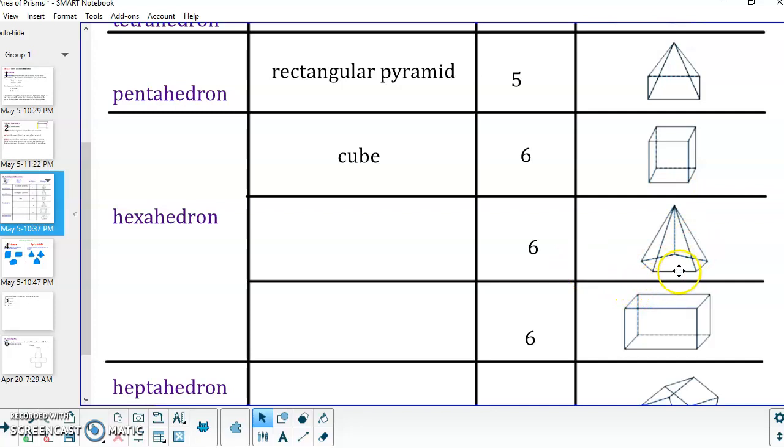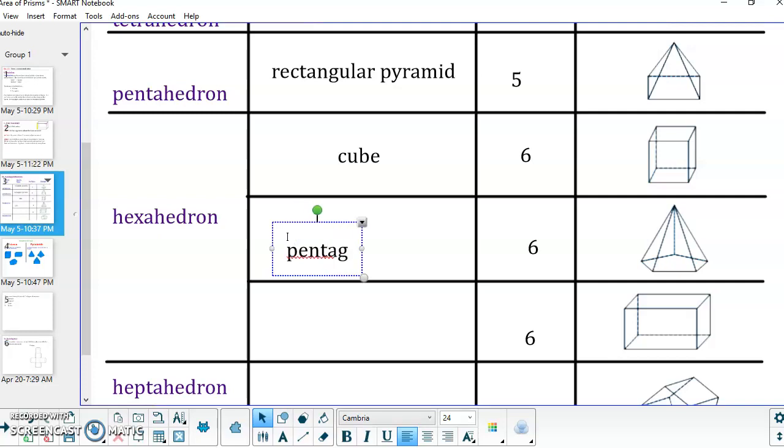This next one is the base. If I look at the base, I've got 1, 2, 3, 4, 5. So the base is going to be a pentagon. So a pentagonal pyramid.